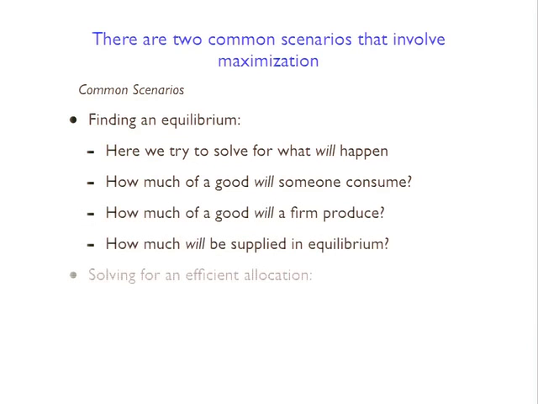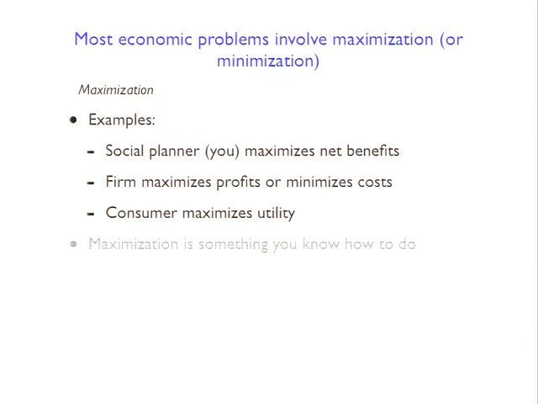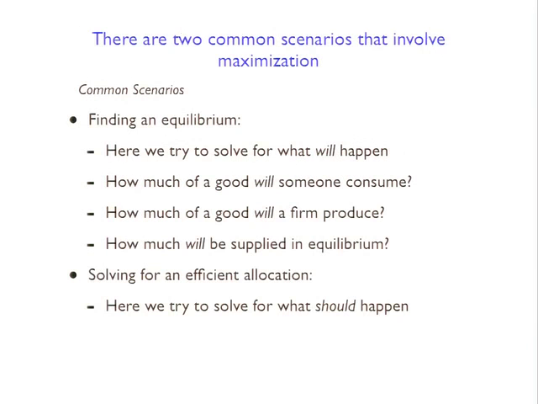The second scenario, though, involves solving for an efficient allocation. So here, what we're trying to do is basically try to solve for what should happen. So now we're thinking more in terms of being like the social planner who wants to try to maximize net benefits or try to come up with an efficient allocation. And so we want to figure out what the allocation is that we actually want to happen. So this would be like how much of a good should somebody consume, or what is the level of corrective tax that we should impose.